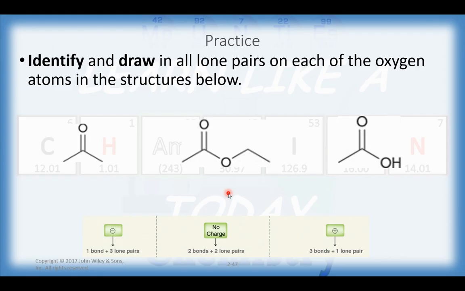If we take a look at these structures, for each of the oxygens, identify and then draw in how many lone pairs there's going to be. So if you want to take a moment, pause the video, try it on your own, and then restart the video to check your answers.